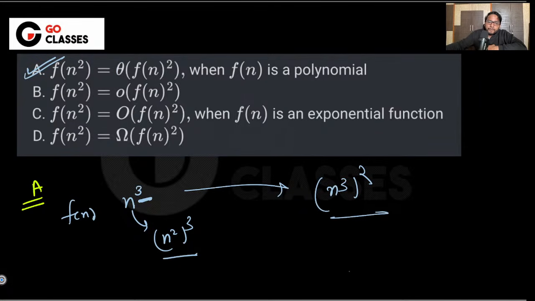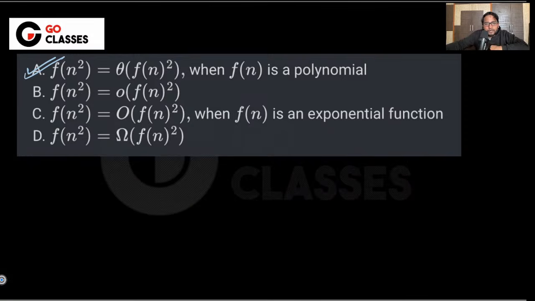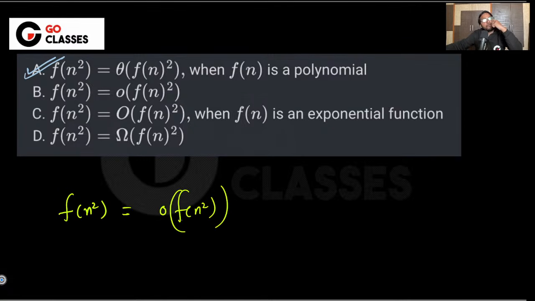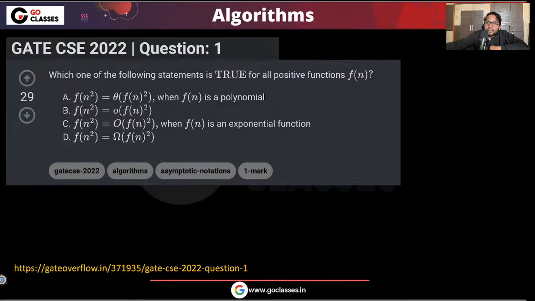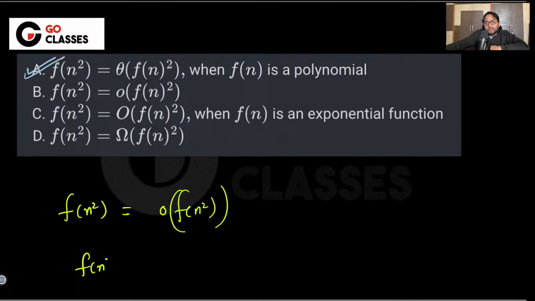What about B? What do you think about B? What is this B saying? B is saying that f of n square is equal to small o of f of n whole square, for some function, which means that f(n) is given to be any positive function. So f of n square has to be strictly lesser than f of n whole square. What do you think? Can you think of some counter example here?